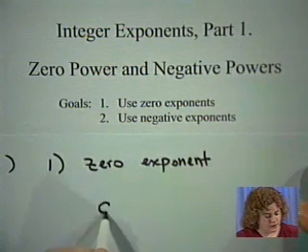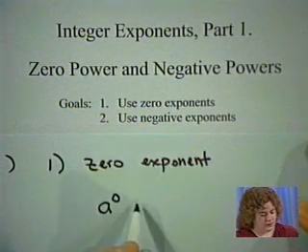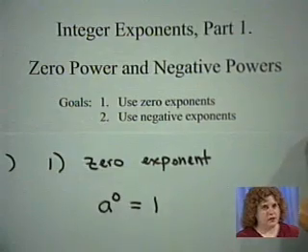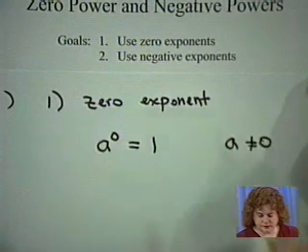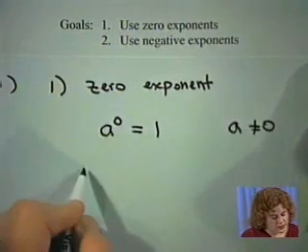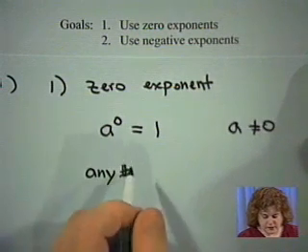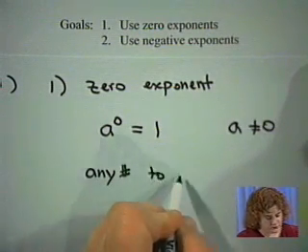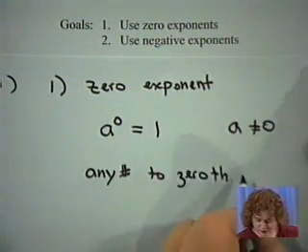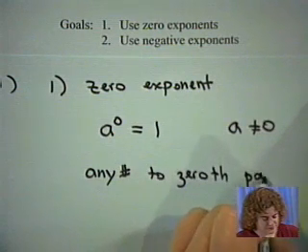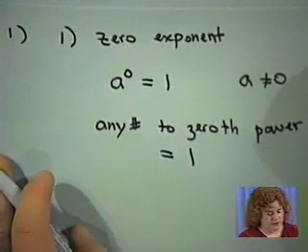If we have some number a, and it is raised to the 0th power, it is equal to 1. The only catch here is that a cannot be equal to 0. We can write that in words that any number to the 0th power is 1. Hopefully I spelled that 0th correctly. And this can be a very handy thing.